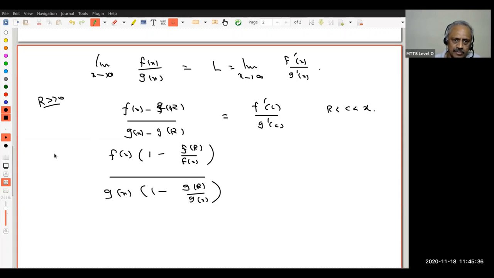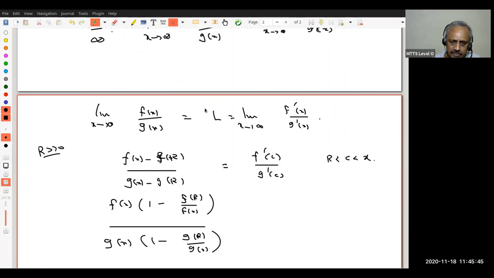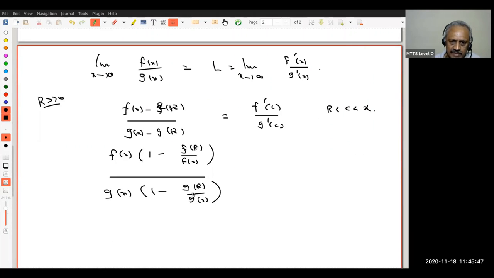If r is very large, remember the limit as x goes to infinity of f(x) is infinity. Therefore, for r large enough, f(x) must be positive, so I can divide by this. Similarly, g(x) must be positive, so I can divide by g(x). So r is so large that this can happen. These are the r's which you have to fix carefully towards the end. At present, don't worry about that. This is equal to f'(c) by g'(c). Is that all right?